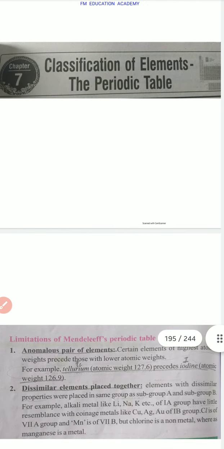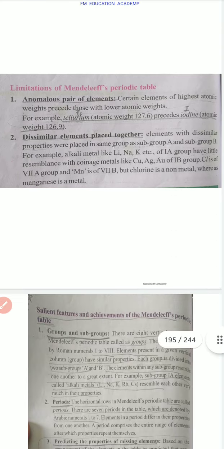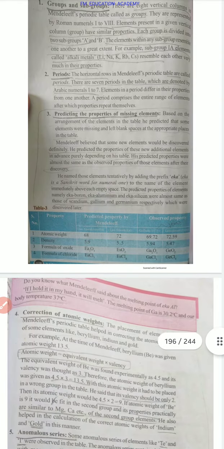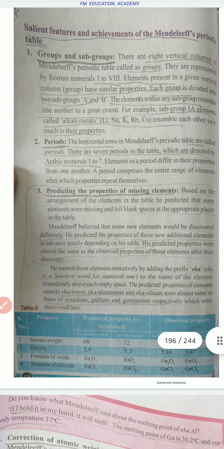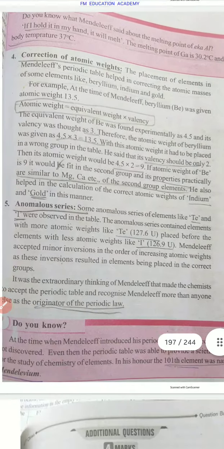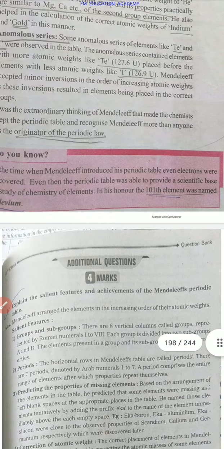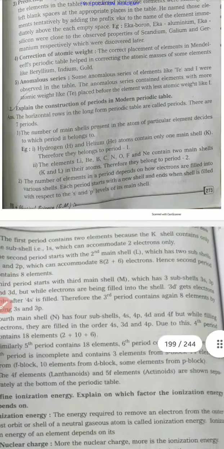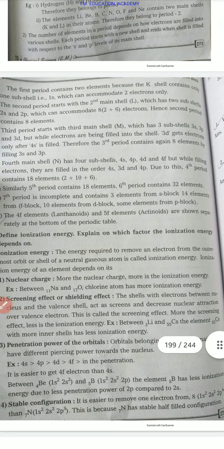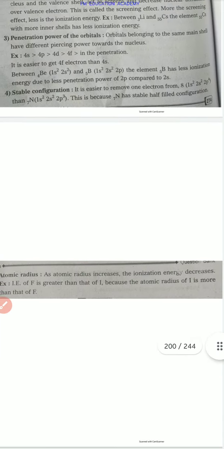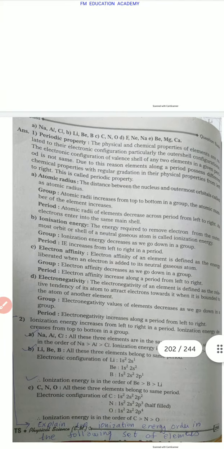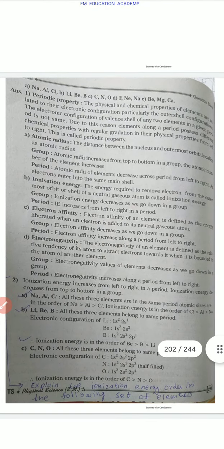The next chapter is classification of elements in periodic table. Limitations of Mendeleev's periodic table, features of Mendeleev's periodic table can be asked. Okay, then salient features or achievements. Then define ionization energy, explain on which factor the ionization energy depends. What is periodic property? How do the following properties change in a group and period? Then this question.